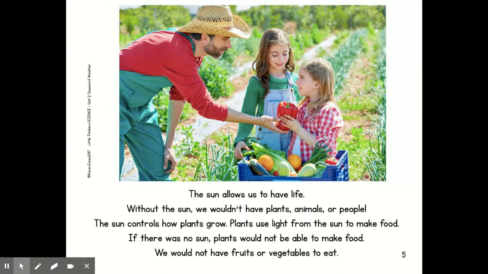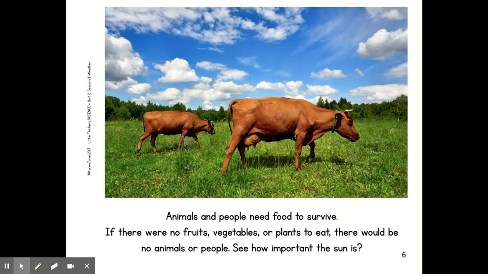The sun allows us to have life. Without the sun, we wouldn't have plants, animals, or people. The sun controls how plants grow. Plants use light from the sun to make food. If there was no sun, plants would not be able to make food. We would not have fruits or vegetables to eat. Animals and people need food to survive. If there were no fruits, vegetables, or plants to eat, there would be no animals or people. See how important the sun is?